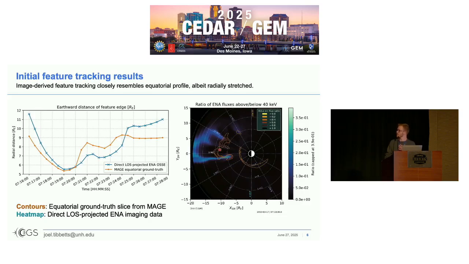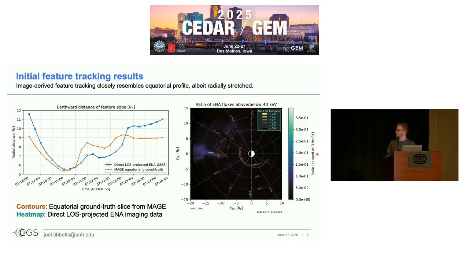The contours that are orangish and yellow on here correspond with this orange line on the left-hand plot, and I'll let this play out as I talk. You can see that the contours themselves are derived from an equatorial slice directly from MAGE. And the reason we're doing that is to give a good baseline against which to gauge how well the imager can define where the actual spatial limits of these features are.